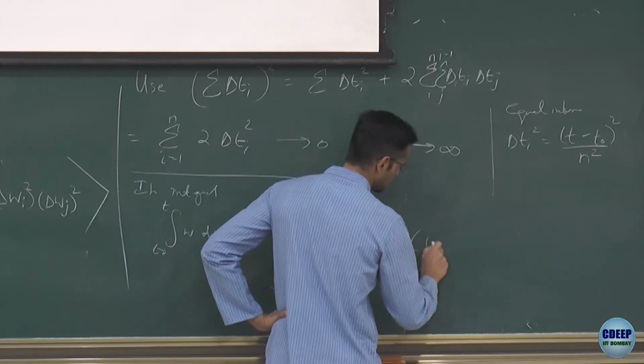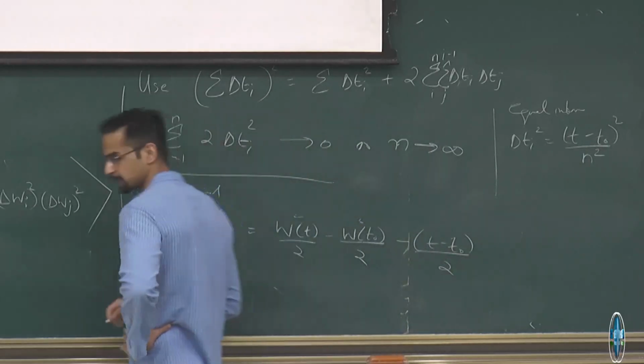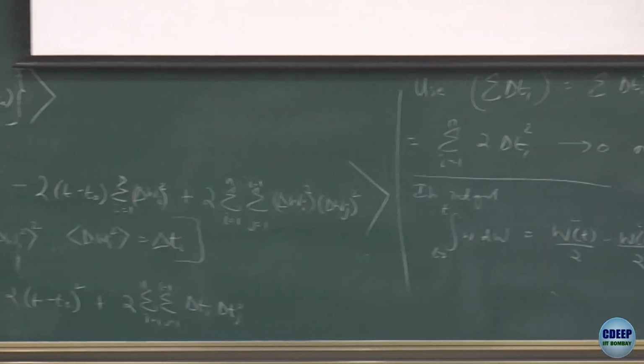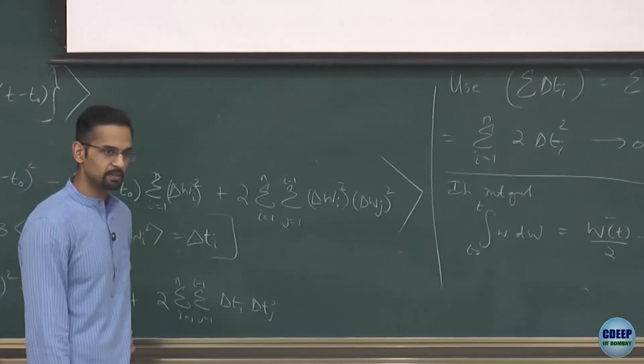minus T naught by 2. This is the actual Ito integral, which differs from the usual non-stochastic integral by that factor T minus T naught by 2.